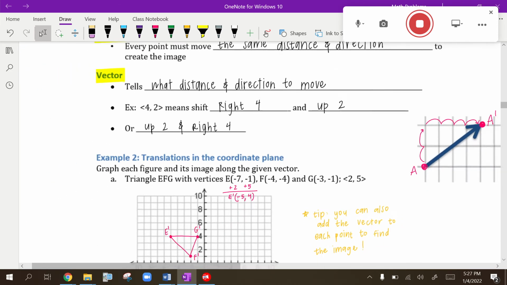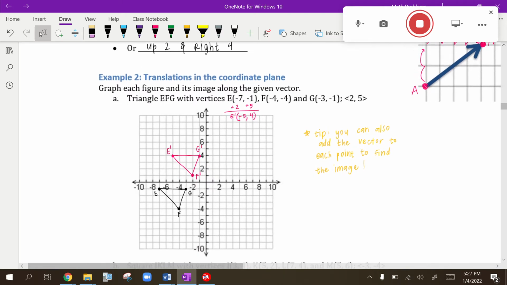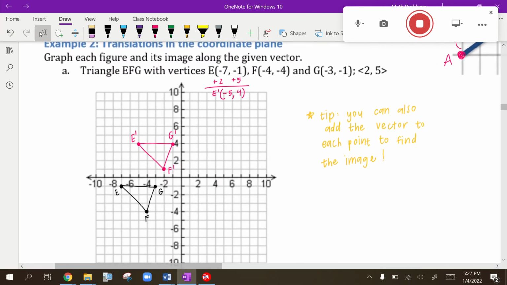Let's do an example together. Just like we worked on, make sure when you plot the points you label them and connect them to create the shape. Now this one says, graph each figure and its image along the given vector. So it gives us the 3 points for triangle EFG. I went ahead and plotted those in black. And then it tells me this vector is 2, 5. The first number tells you whether to move left or right. So this is saying go right 2. I know it's right instead of left because it's positive.